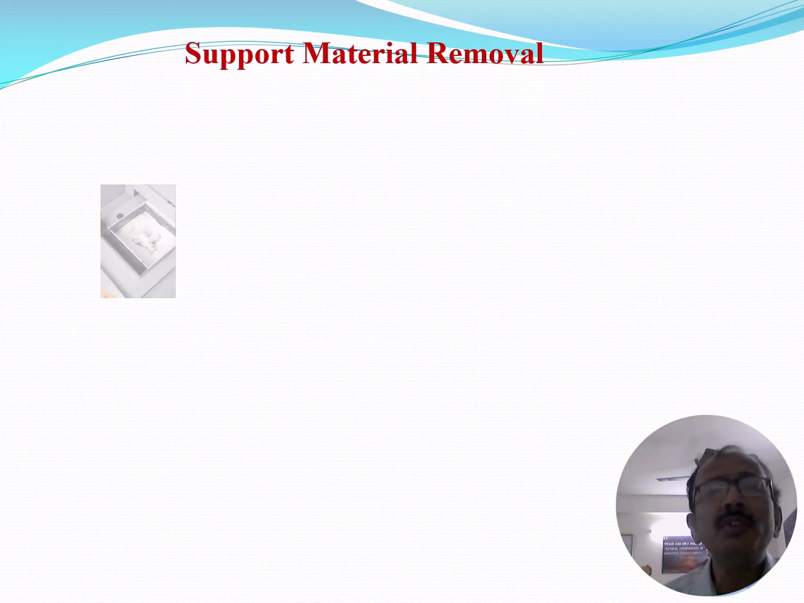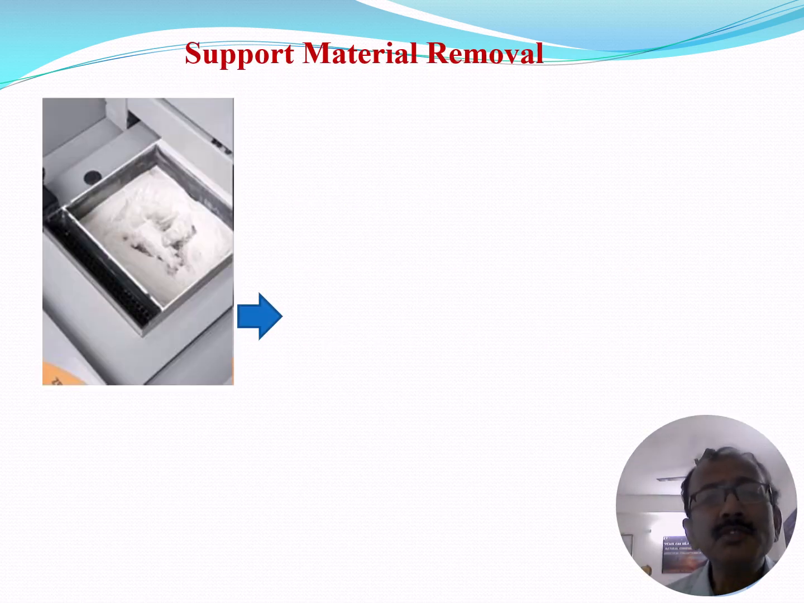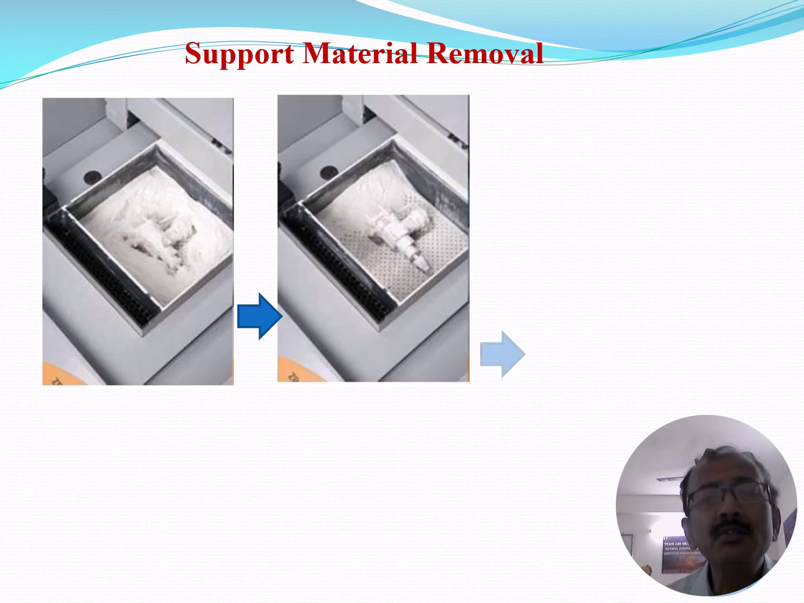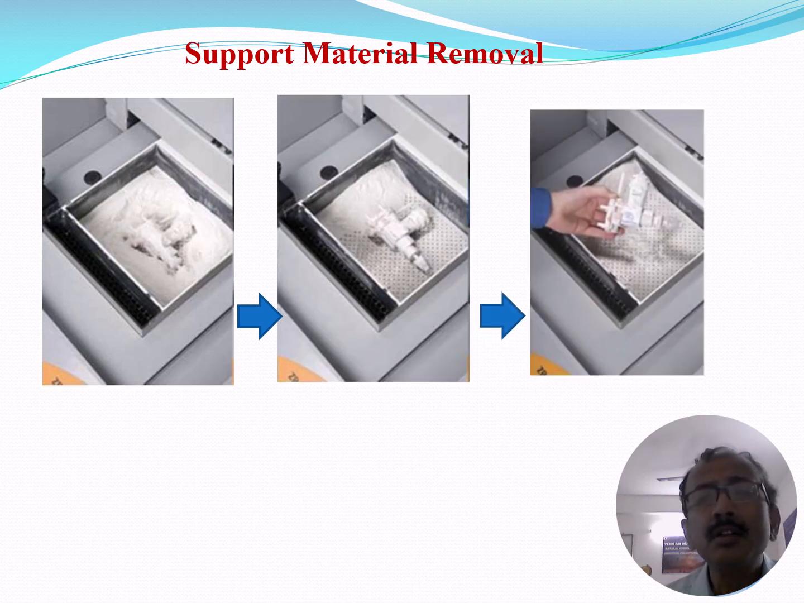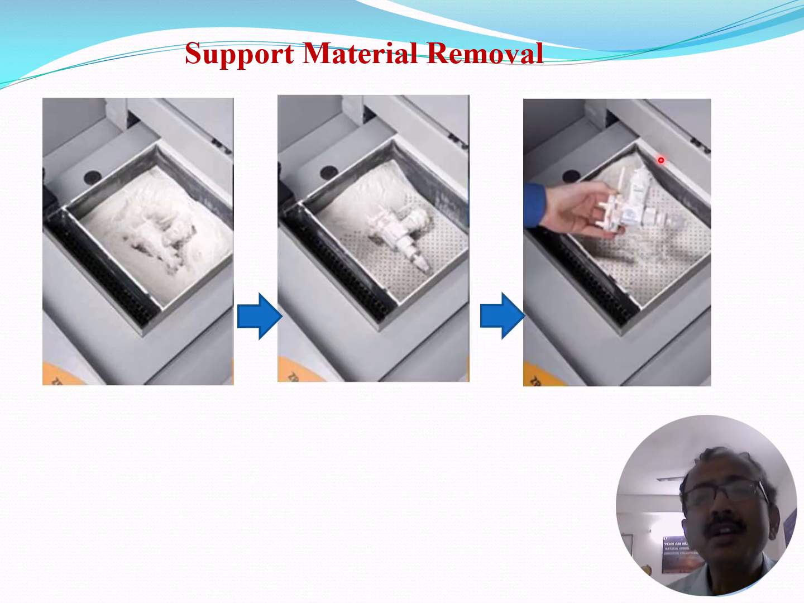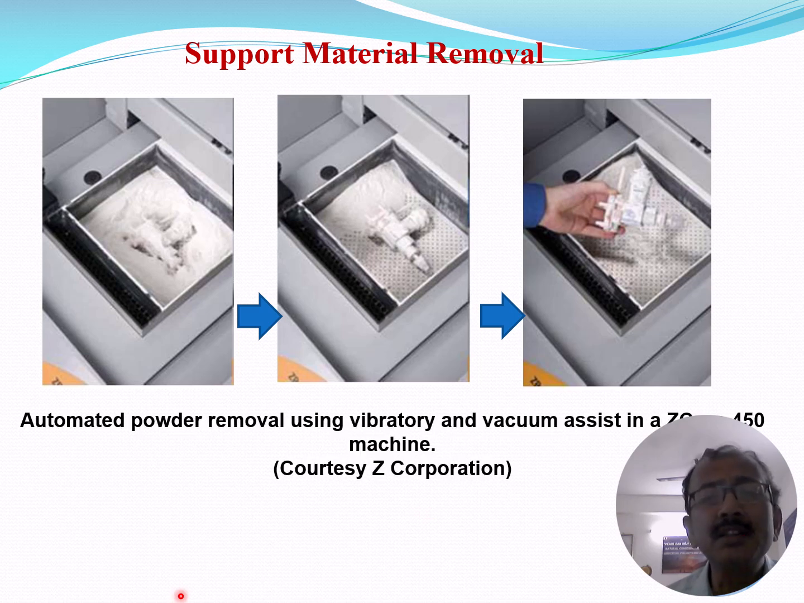Now, support material removal. If you see the diagram, the support material will be removed, and finally the product comes out. Automated powder removal uses vibratory and vacuum machines. With the help of this machine, the product can be removed from the support.